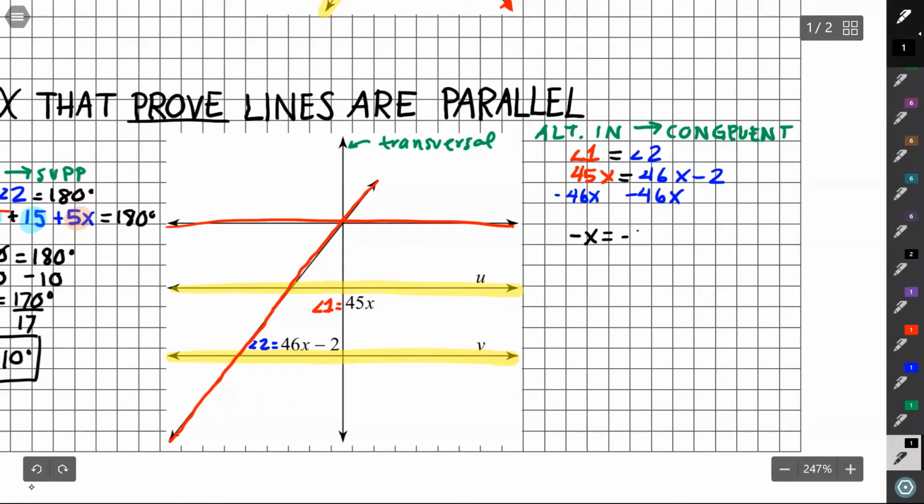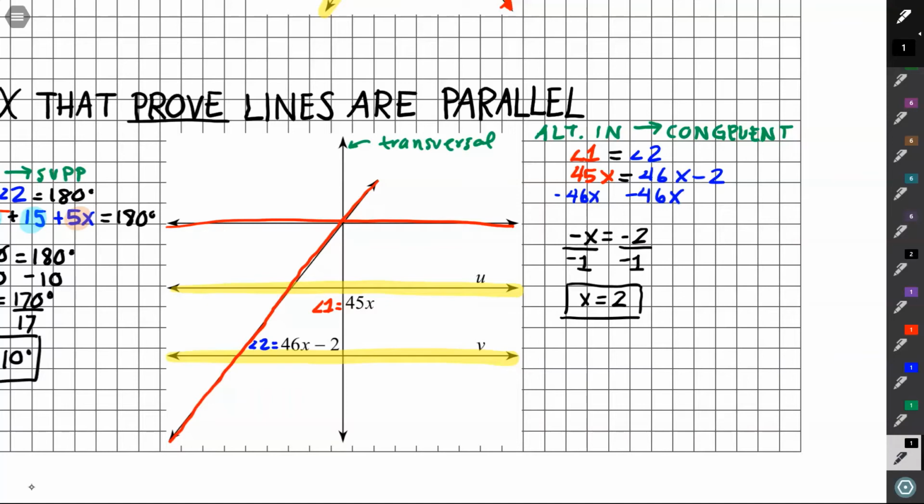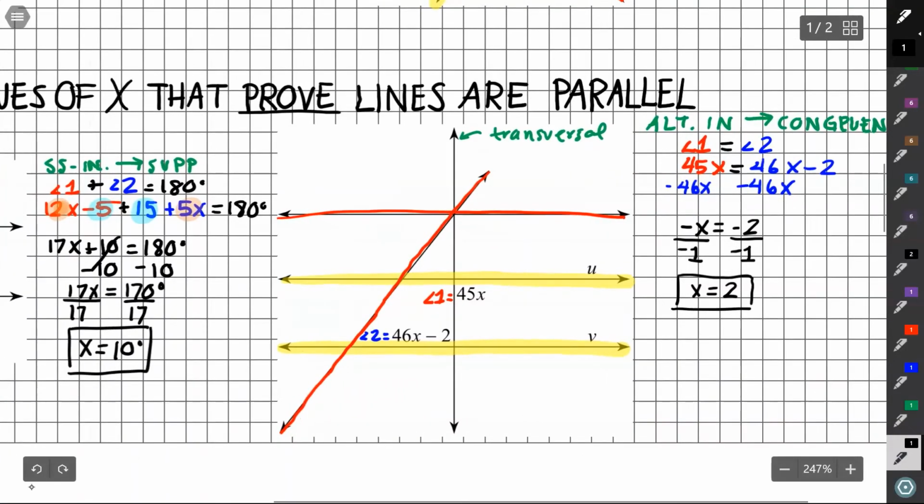equals negative 2. So we have a negative x, and I don't want that negative x. So I'm going to divide by negative 1 on both sides, because a negative divided by a negative gives me positive x, and it is also going to give me positive 2, and that is my answer. So in order for line U and line V to be parallel, x has to equal 2. Alright, pretty easy. It's a lot of applying what we learned last week to a new context.